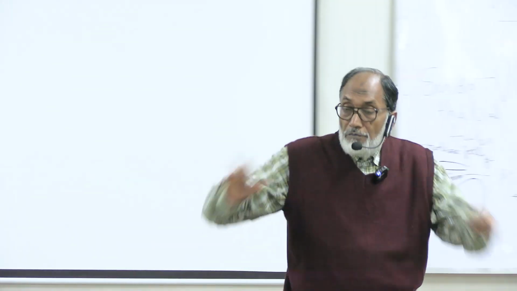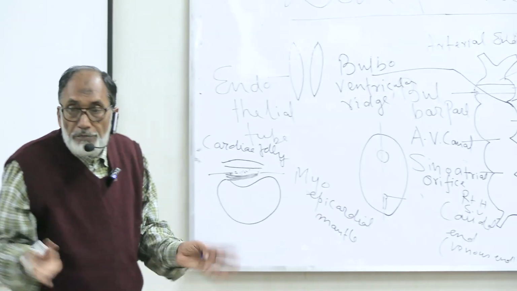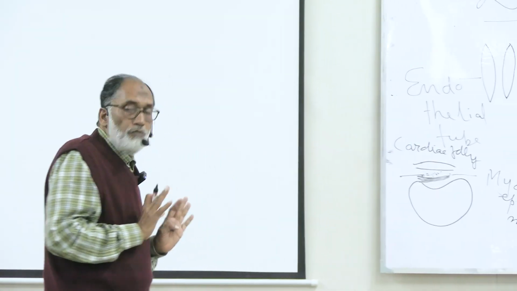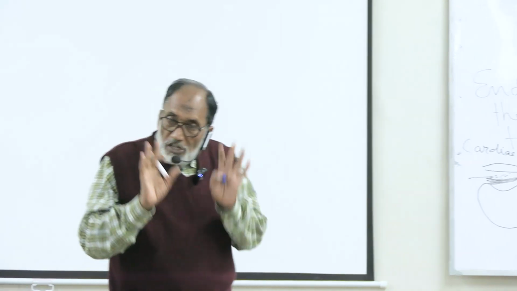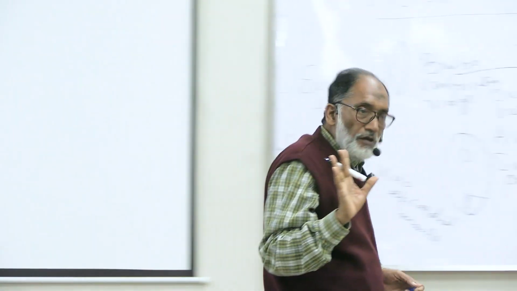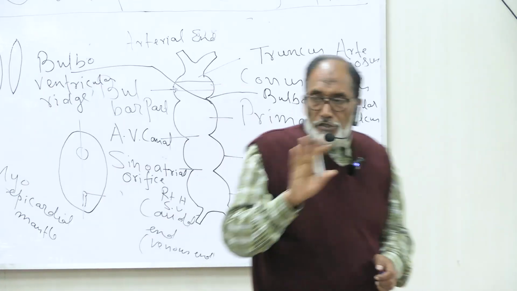And most outside there is a fibrous pericardium. That fibrous pericardium will develop from the somatopleuric mesoderm. That was splanchnic; this is the somatopleuric mesoderm. The most outer part, the fibrous pericardium, will develop. Right? Is it clear?